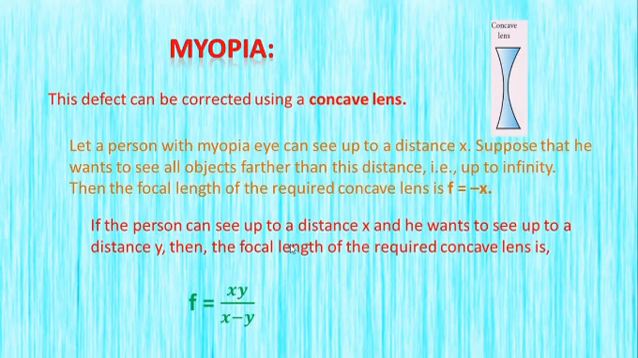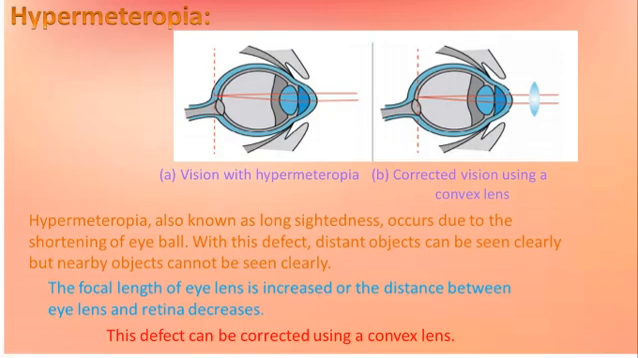If the person can see up to a distance x and he wants to see up to a distance y, then the focal length of the required concave lens is given by the formula f equal to xy divided by x minus y. Then the next topic, hypermetropia.